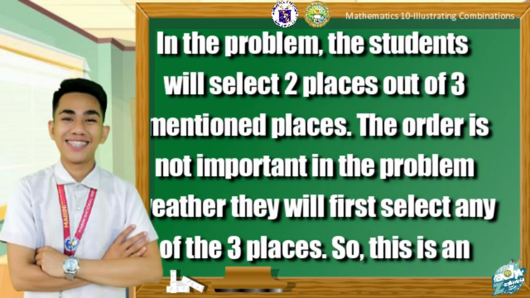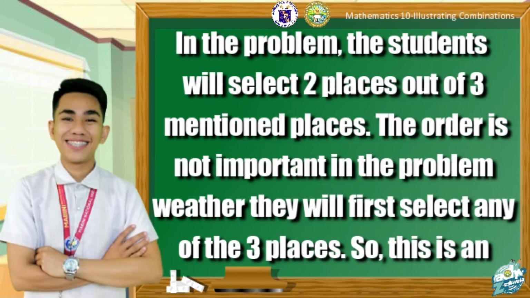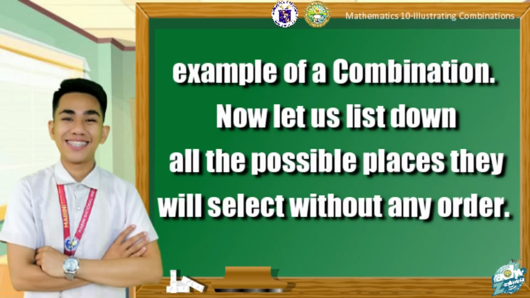In the problem, the students will select 2 places out of 3 mentioned places. The order is not important in the problem, whether they will first select any of the 3 places. So, this is an example of combination. Now, let us list down all the possible places they will select without any order.